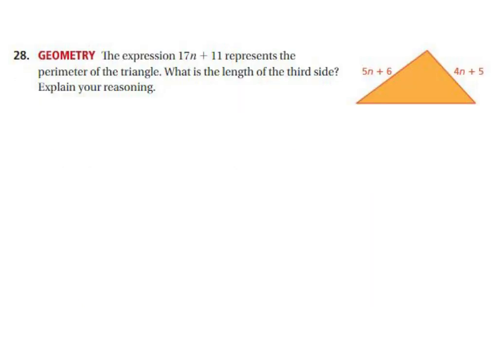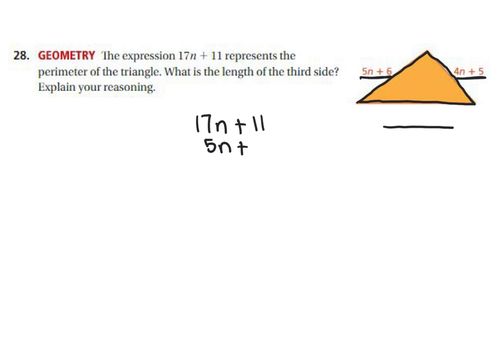In number 28, we know that the expression 17n plus 11 represents the perimeter of the triangle, and the perimeter is all three sides added together. What is the length of the third side? So what we'll need to do is take the perimeter, subtract leg 1, subtract leg 2, and that will give us the length of leg 3. So let's use the vertical method, and let's subtract. 11 minus 6, those are both like terms. 11 minus 6 is 5.